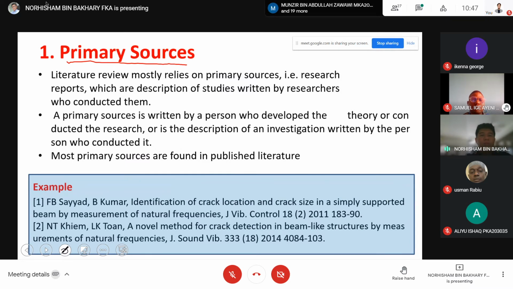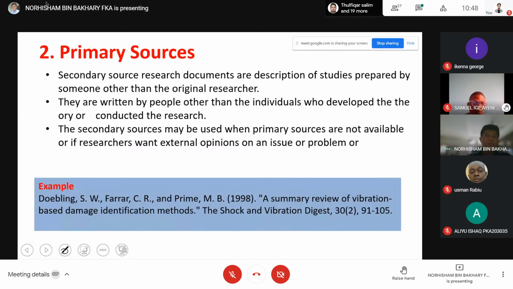So literature review mostly relies on primary sources, for example research reports, which are descriptions of a study written by the researcher who conducted them. Normally, I always like to refer to normal journal papers. A primary source is written by the person who developed the theory or conducted the research. This is just like my paper just now, the one that I showed you. Those are primary sources.